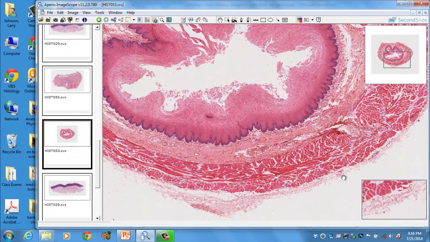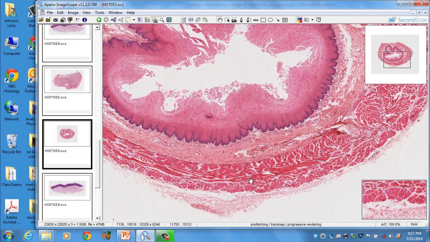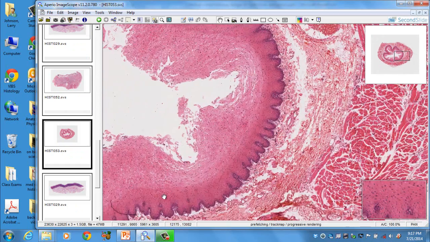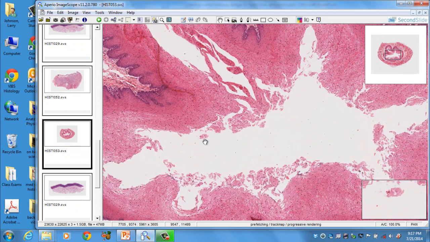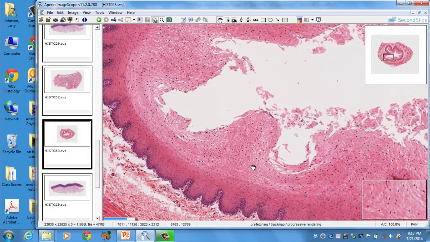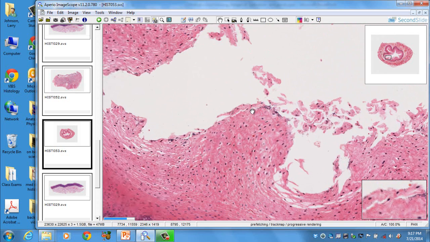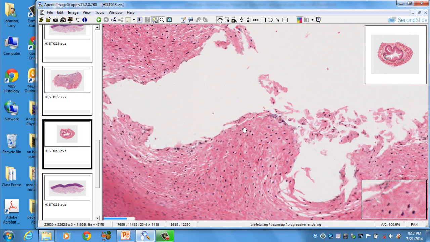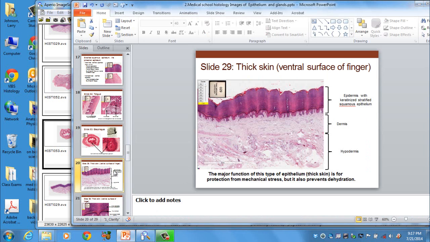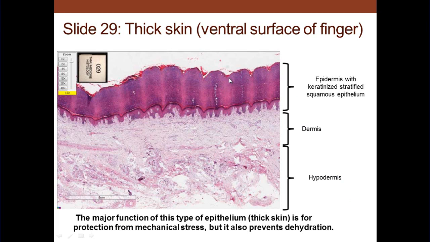Esophagus has the connective tissue out through here, and it's got a muscle layer in through there, and then more connective tissue, and then stratified squamous epithelium, non-keratinized, is what we see on the surface. So this is the lamina propria. This would be the epithelium on the surface, stratified squamous epithelium, non-keratinized, as we saw before. So that's the esophagus.